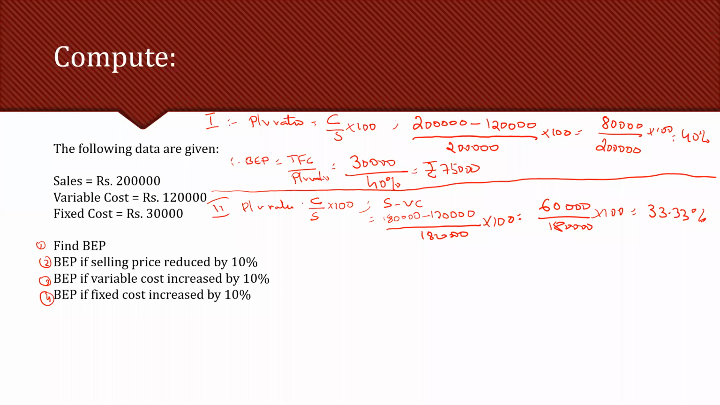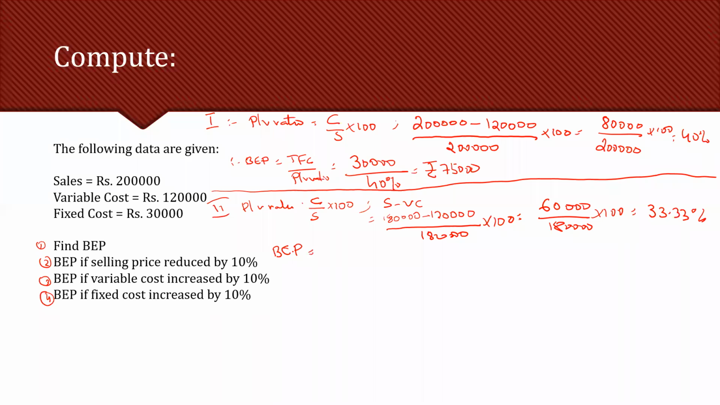Are you getting the point why that PV ratio changed? Because in the second case they are telling that selling price is reduced by 10%. When selling price reduces, naturally there will be a change in contribution. When contribution changes, naturally there will be a change in PV ratio as well. Yes. Now we are going to find out the BEP.